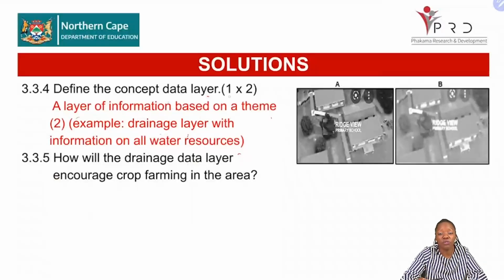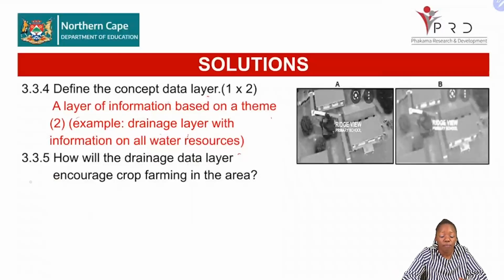So we can use the data layer to identify whether crop farming will be appropriate in that area. Or maybe, as I've said, if you want to build an airport, is it appropriate in that area, using a data layer?